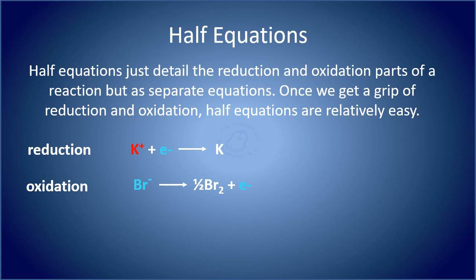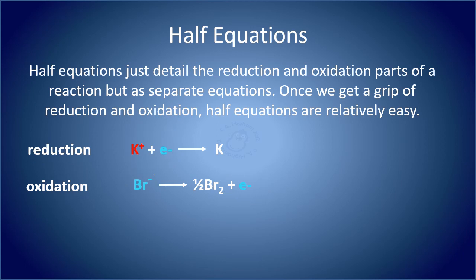And if you're unsure what you're looking at, just go back to your definitions. Reduction is gain of electrons. So here we can see the potassium ion gain an electron, so that's reduction. The bromide ion is losing an electron, kicking one out, so that's why that is oxidation. Oxidation is loss.